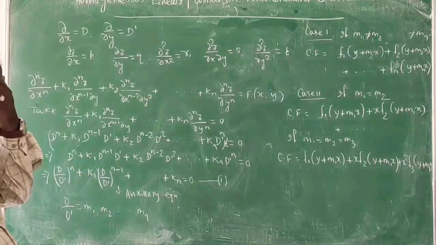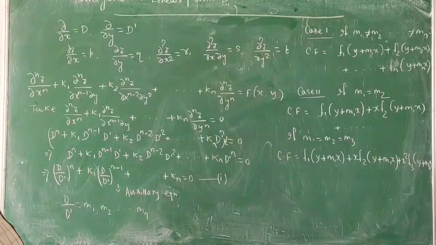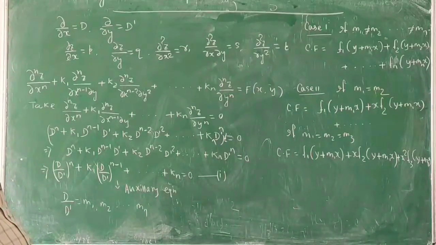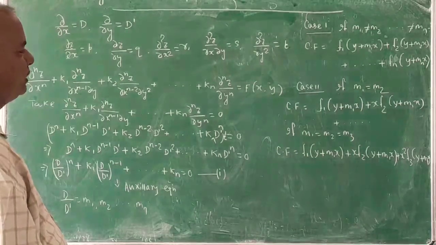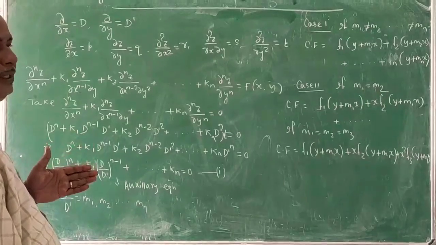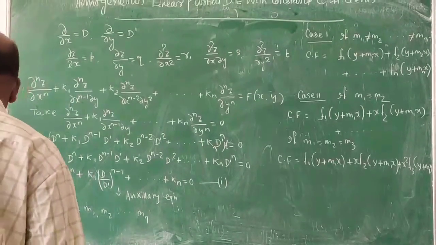So in a partial differential equation, there is no question of complex roots. Only two cases are there. Now you got the complementary function like this. Then you come to the particular integral.